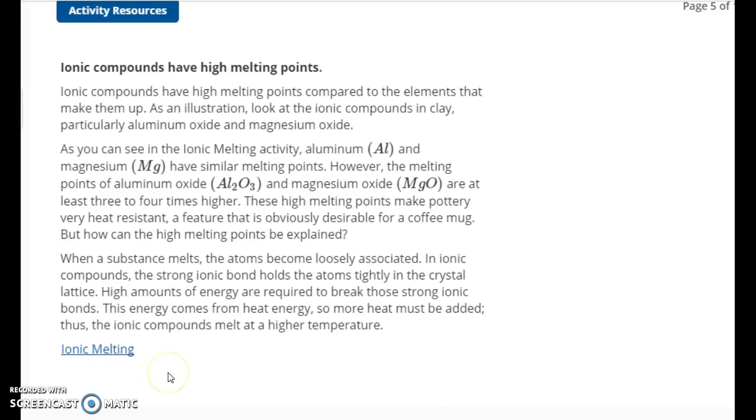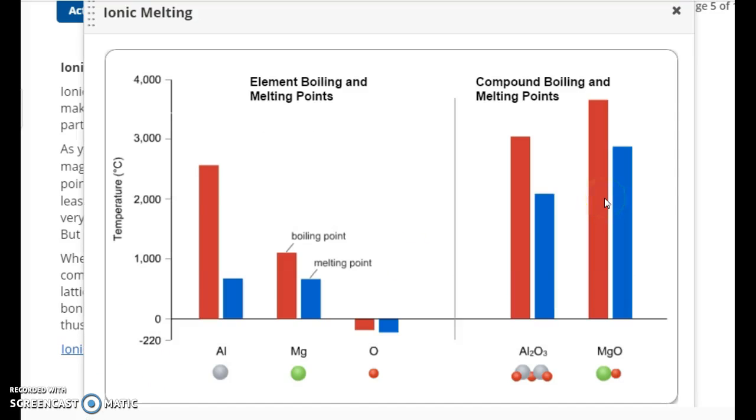But how can the high melting points be explained? Well, let's look at this first. All right, so here you can see boiling points and melting points. So aluminum boils at about 2,500 degrees Celsius, and it melts at about 750 degrees Celsius. Magnesium, pretty much the same melting point, but a much lower boiling point. Oxygen is less than 0.